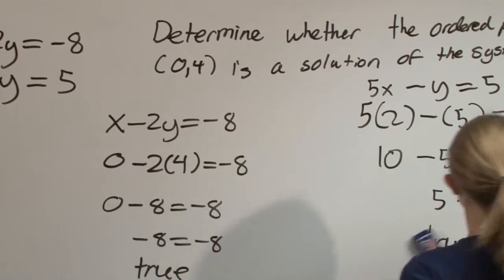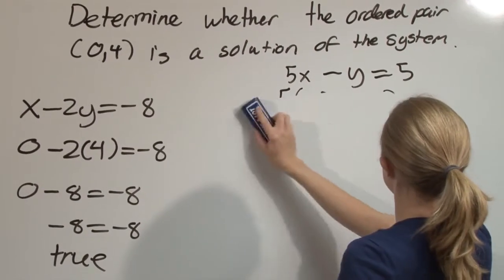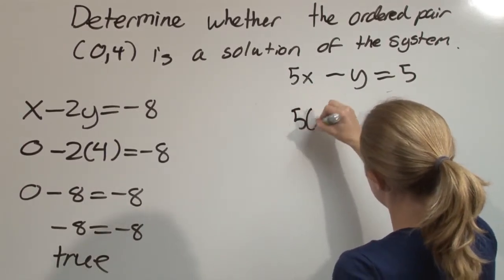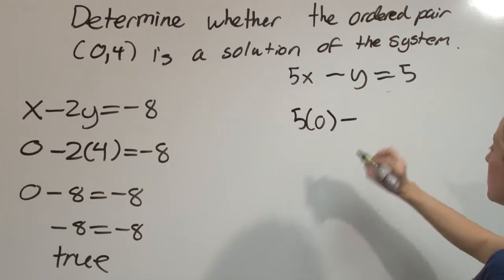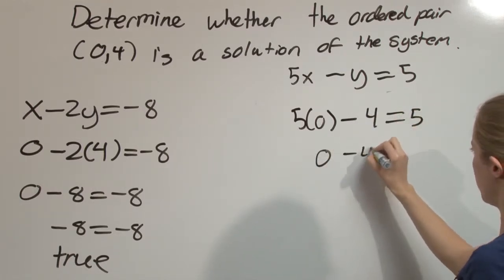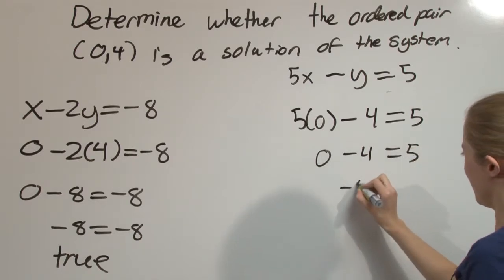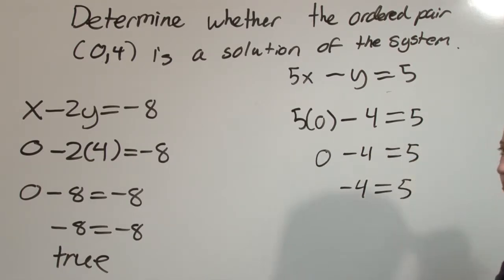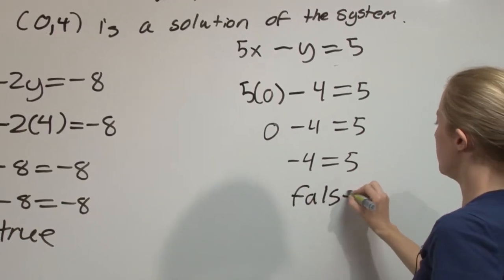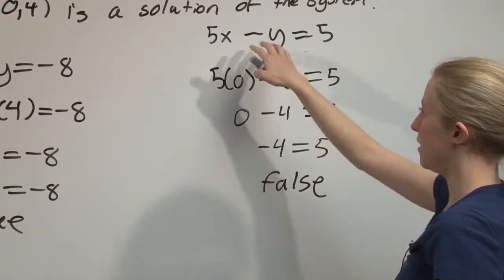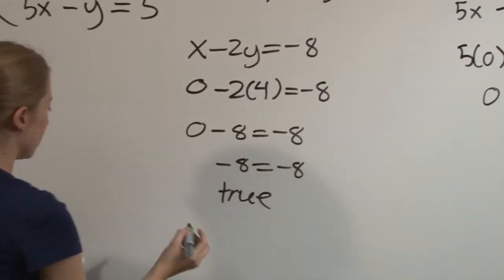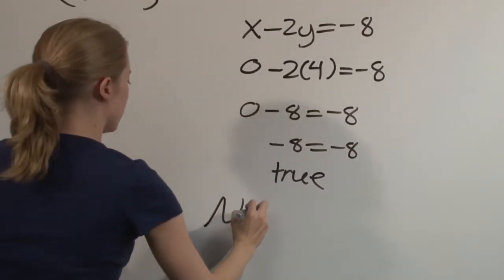But if I plug those values into the second equation, I get 5 times 0 minus 4 equals 0 minus 4. So I'm getting -4 equals 5, which is not true. So it is not a solution of the second equation. And if it's not a solution of one, then it can't be a solution of the system. So no.